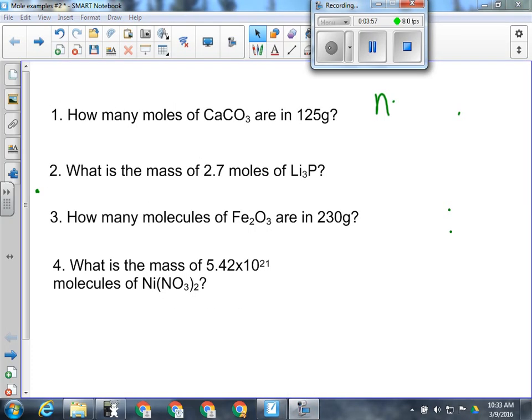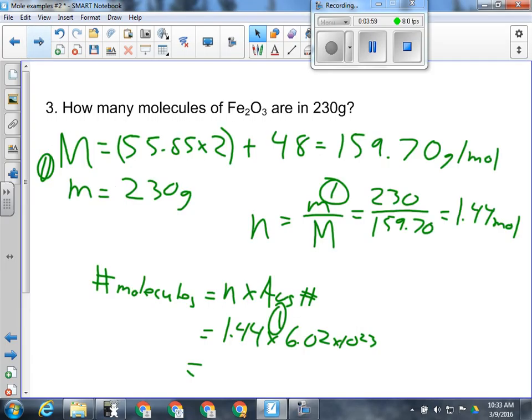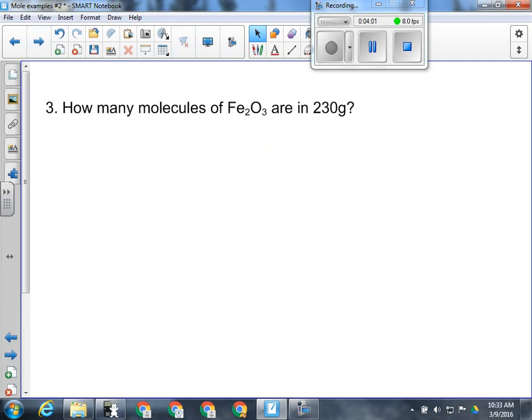What's the extra step in number 3? You have to use Avogadro's number, and in this case you use it by multiplying the number of moles by it to get the number of molecules. So we've got iron(III) oxide as our material. So we're going to have 55.85 times 2, because there are 2 of them, and add that to 16 times 3.